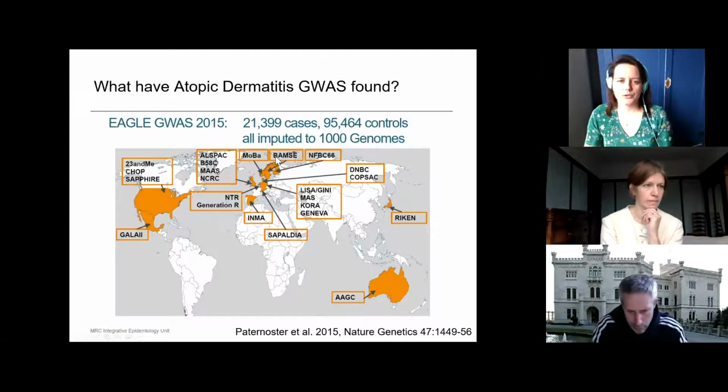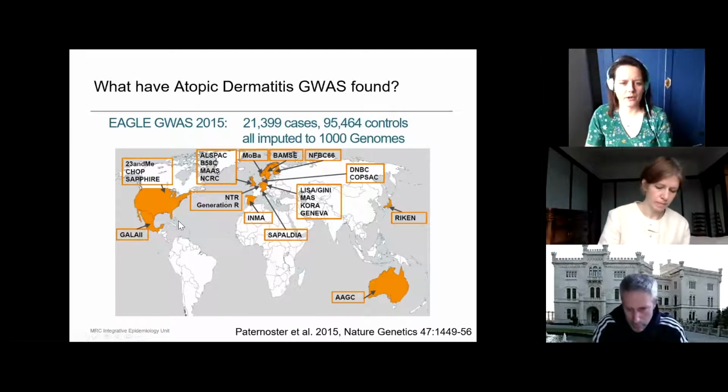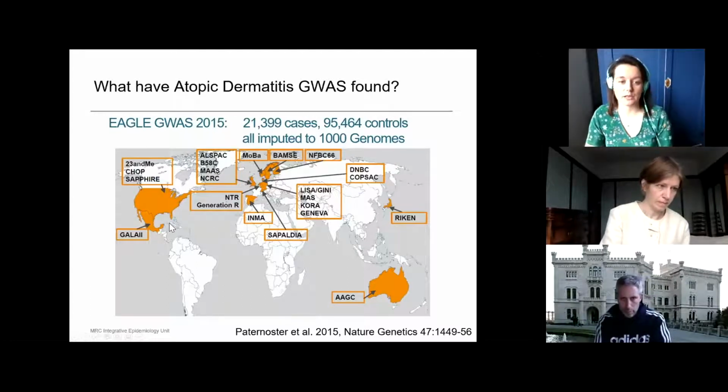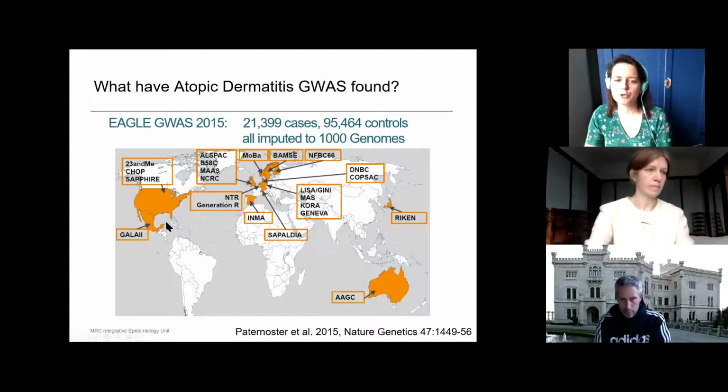So our previous GWAS was predominantly European studies. We did have a Japanese study, RIKEN, representing East Asians, and there were some samples that came from the American studies that were of African ancestry or Latino ancestry, but predominantly this was a European analysis, which, as you know, is a bias that is quite common in GWAS studies.